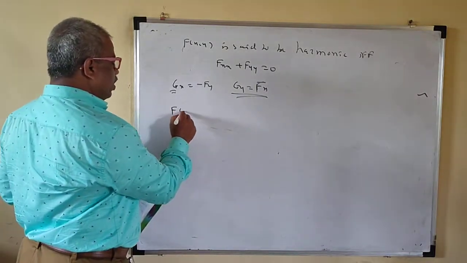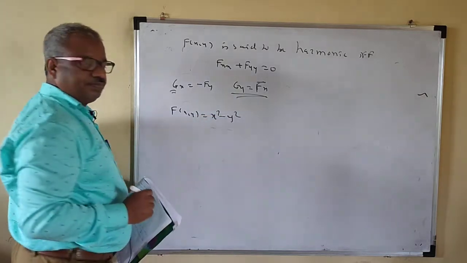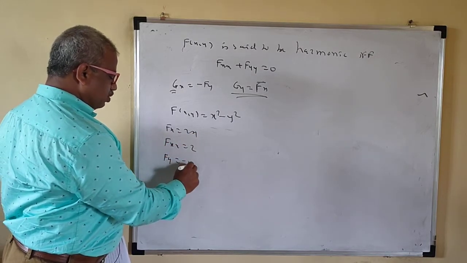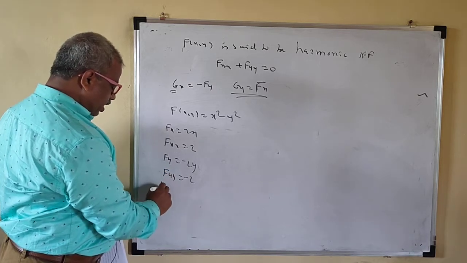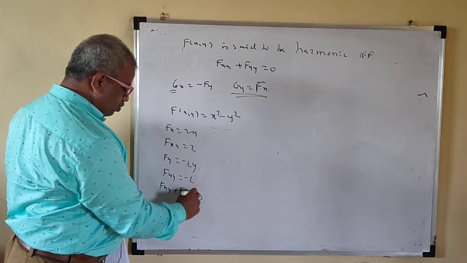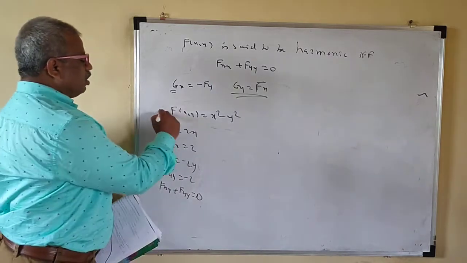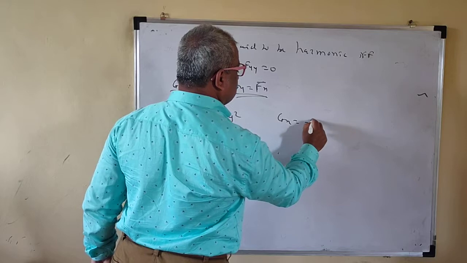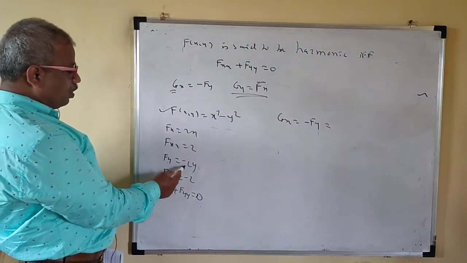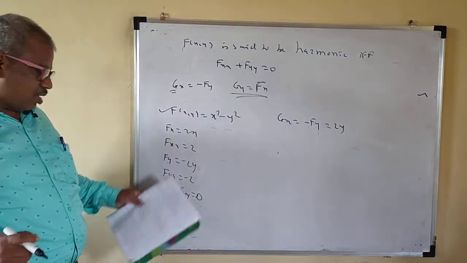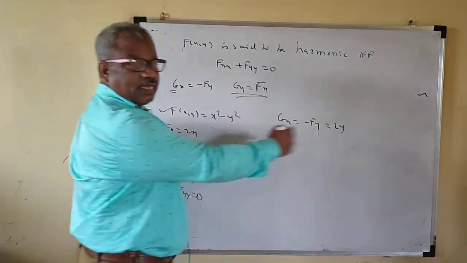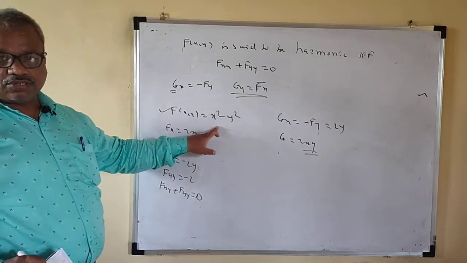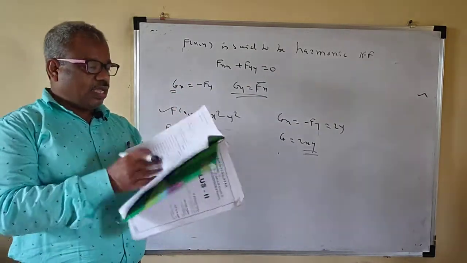Now suppose your f(x,y) is equal to x square minus y square. What is f_x? f_x is twice x. What is f_xx? It is 2. What is f_y? It is minus twice y. What is f_yy? Minus 2. What is f_xx plus f_yy? It is 0, since 2 minus 2 is 0. So this is a harmonic function, and you want to find a harmonic conjugate. So G_x is equal to minus f_y. Your f_y is minus twice y, so minus of that becomes plus twice y. Now just integrate this. Your G is equal to twice xy. So twice xy is the harmonic conjugate of x square minus y square. In this way you can find the harmonic conjugate of any function.